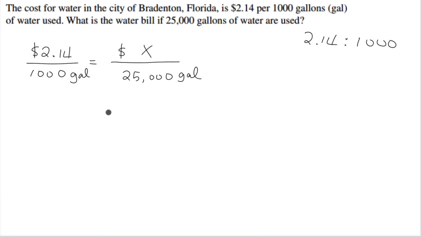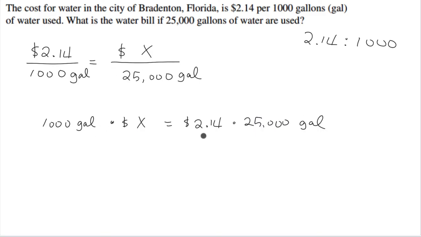So you don't know how much you're paying, so that is your x. Then using the cross multiplication, you can do 1,000 gallon times how much you're paying is equal to, now this side, $2.14 times 25,000 gallons. So you can see that gallon is here and there. If you divide both sides by gallons, it will be cancelled. If you divide the dollars on both sides, it will be cancelled. So you don't need to pay attention to the units anymore.